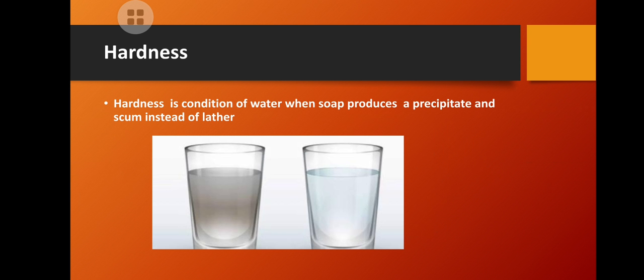So, first we start with the topic of hardness. Hardness is a condition where the soap becomes ineffective, and instead of producing lather, which does the cleaning action, it starts producing a scum or a precipitate. Now, in the slide, you can see a photograph where you have two liquids: in one we have hard water, which is turbid, and in the second we have clean water or soft water.